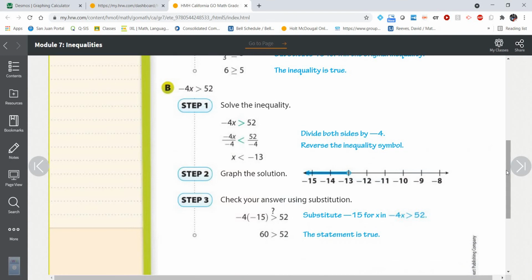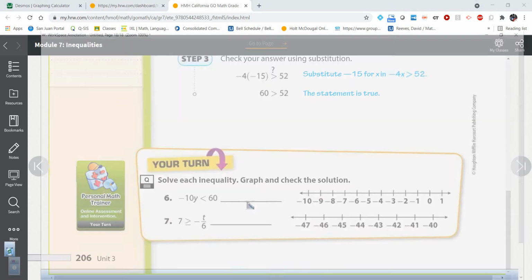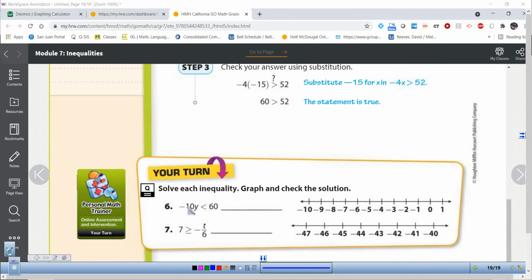Okay, so the big difference now is when we're solving these problems, if we multiply or divide by a negative, we're going to have to reverse the inequality sign. So on this one right here, -10 times y is 60. Well, what is the inverse or the opposite of multiplying by -10? It's dividing by -10. So what do I get? I get y, but I'm going to switch from less than to greater than. 60 divided by -10 is going to give me -6. So there is my solution to that inequality.